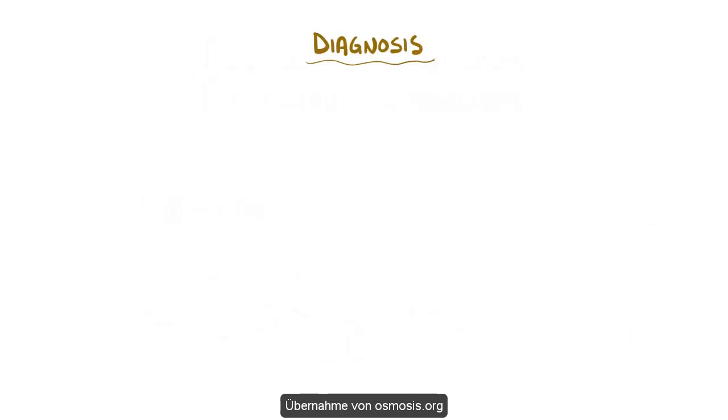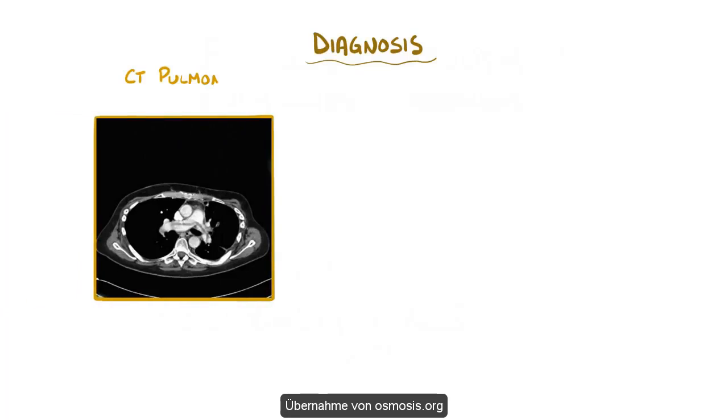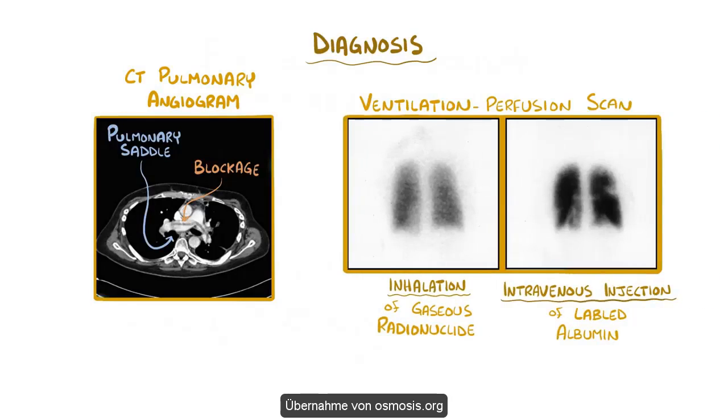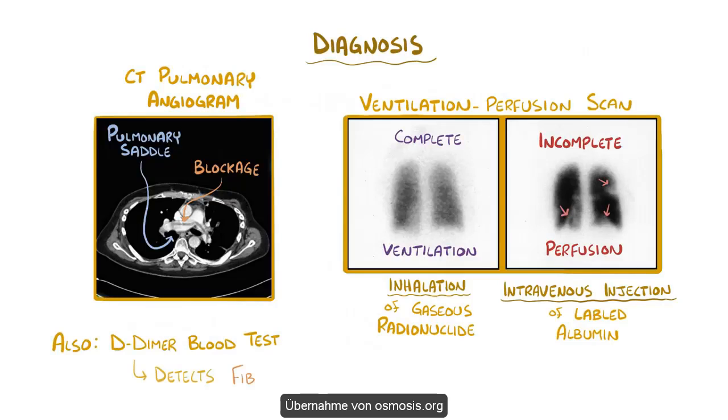The diagnosis of a pulmonary embolism can be done with a CT pulmonary angiogram, where a dye is injected into the blood vessels to identify blockages. Also, a ventilation perfusion scan, sometimes called a VQ scan, can reveal areas of the lung that are ventilated but not perfused. Other helpful labs include a D-dimer blood test to detect fibrin breakdown products, which are usually around when there's a blood clot.